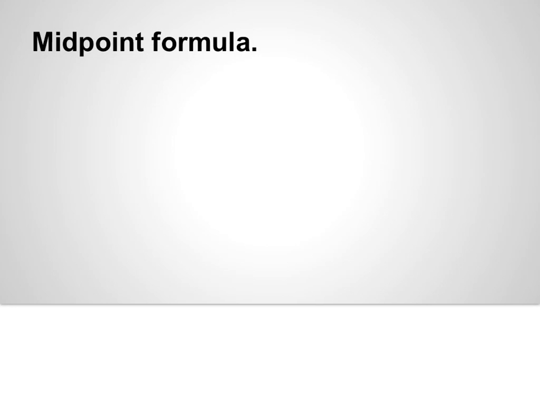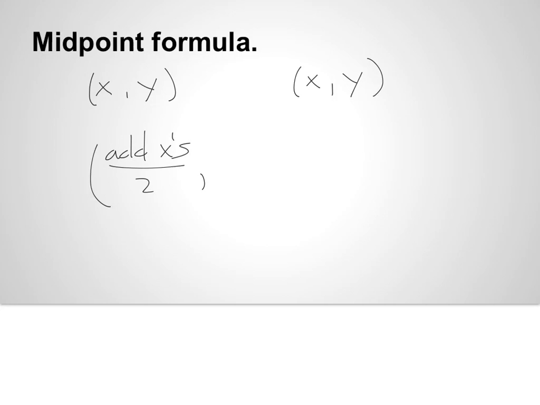So the midpoint formula, the plain English way to think of it: I've got 2 points. I've got a point on my graph somewhere, it's got an x and a y coordinate. I've got another point somewhere that's got an x and a y coordinate. I'm going to take those 2 points and average them. I'm going to add the x's and divide by 2 for my x coordinate, and add my y's and divide by 2 for my y coordinate.